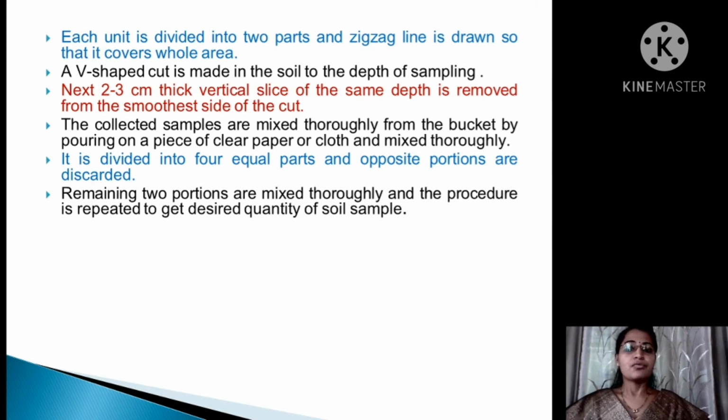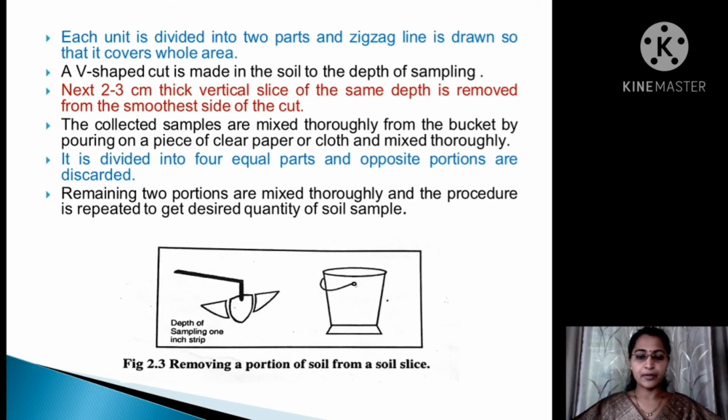That means we again divide that portion of soil into 4 equal parts. Opposite portions are discarded. Remaining 2 portions are again mixed thoroughly. Make it 4 equal parts and opposite portions are discarded. Do the same procedure up to which we get the desired quantity of soil sampling. These are the sampling tools used for the sampling.